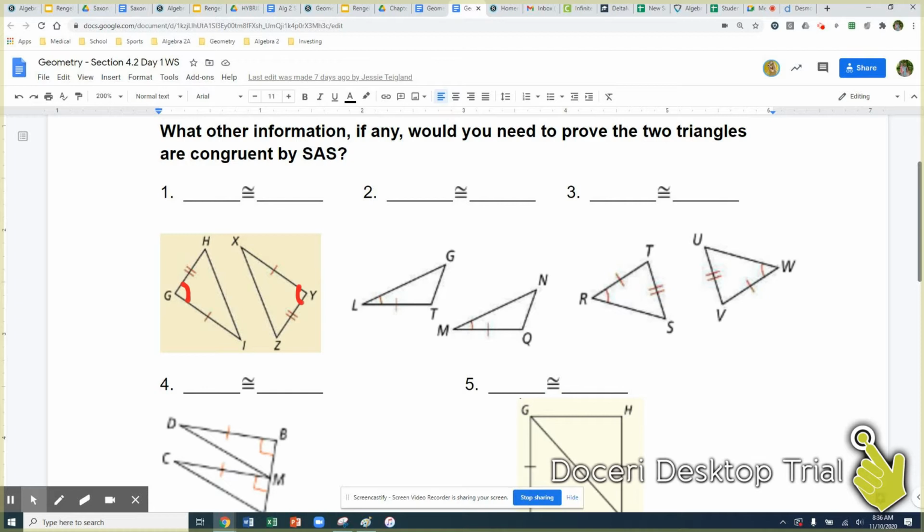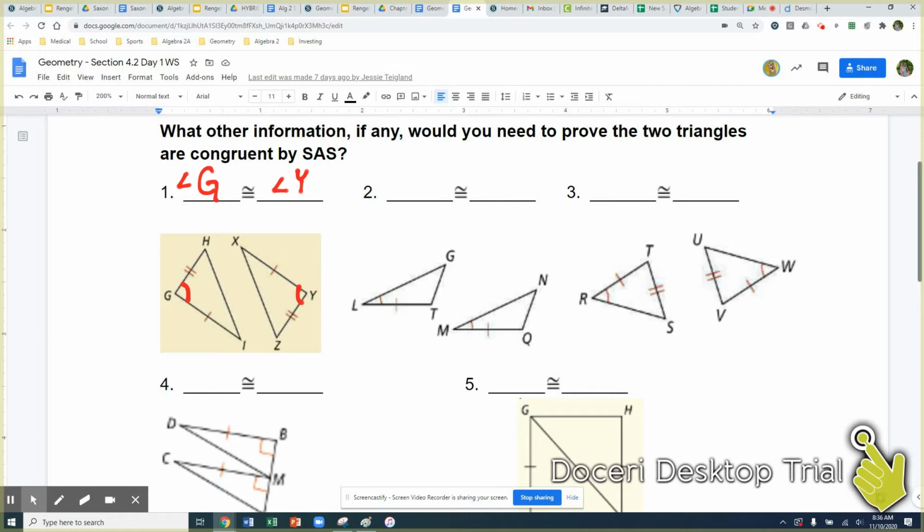You don't need to write a little congruent statement, like G is congruent to Y. We can just mark those. Now we're ready to make our congruent statement. Actually, it wants us to put those in, so let's just do that. We do need to say that G is congruent to Y. But if we were going to make a congruent statement, we could say like triangle HGI is congruent to ZYX, something like that.